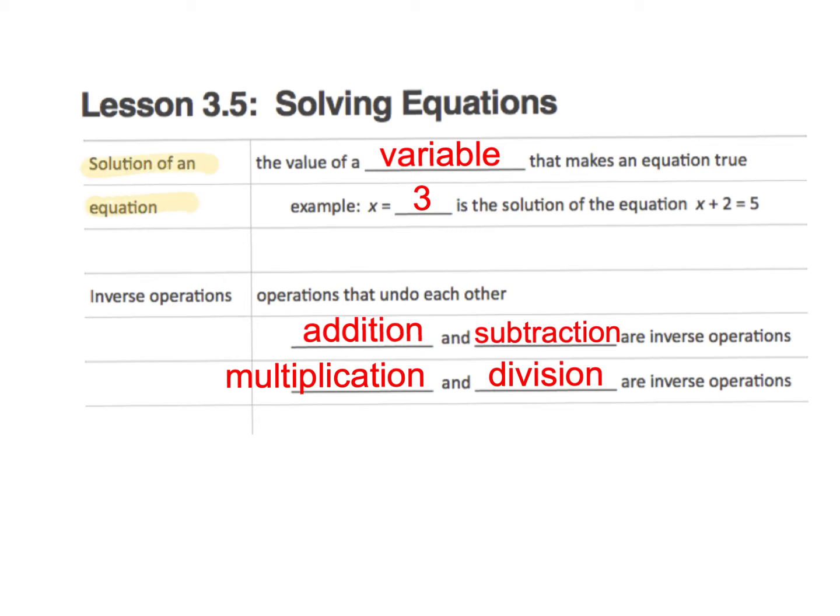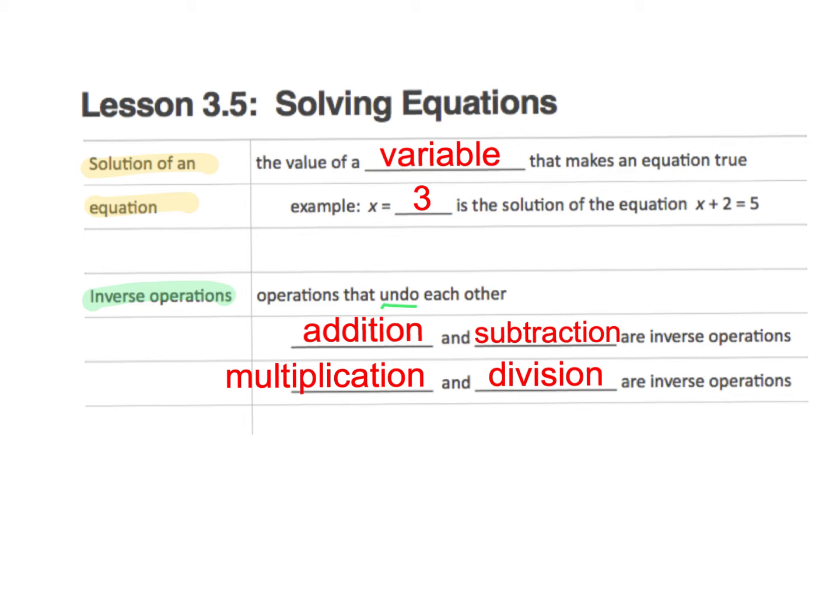Solution of an equation. The value of a variable that makes an equation true. Example, x equals 3 is the solution of the equation x plus 2 equals 5. And then the other one I want you to have is inverse operations. Operations that undo each other. So addition and subtraction are inverse operations. Multiplication and division are inverse operations.